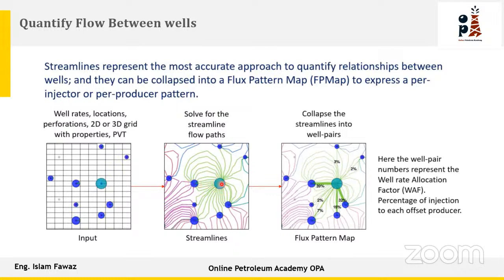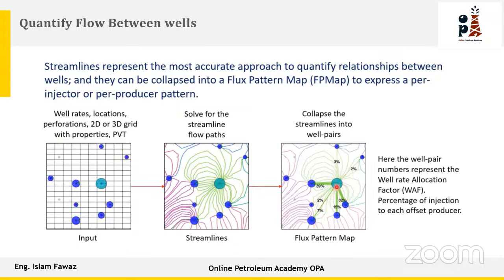This flow path, which means the water, is the easiest way from this injector to the producer. We have this injector communicating with this producer, and also some communication here, less communication here, and a communication here. So you have to quantify the well allocation factor by collapsing these streamlines into well pairs, like a flux pattern map from this injector: how much of this producer's production comes due to support from this injector. For this example, we have 30%, 20%, 7%.